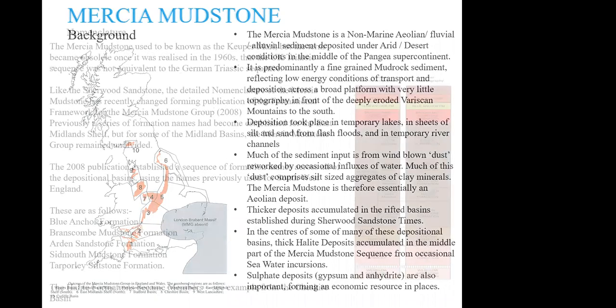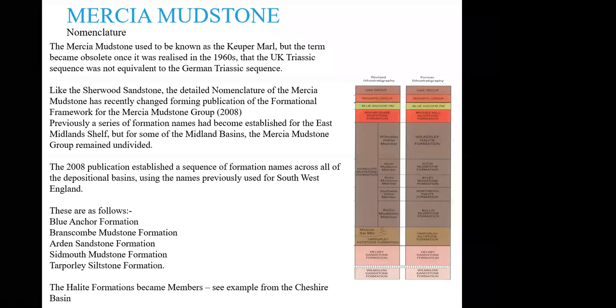So a bit about the nomenclature. As probably most of you know, the Mercia mudstone used to be known as the Keuper Marl, but the term became obsolete once it was realised in the 1960s that the UK Triassic section was not equivalent to the German Triassic sequence.